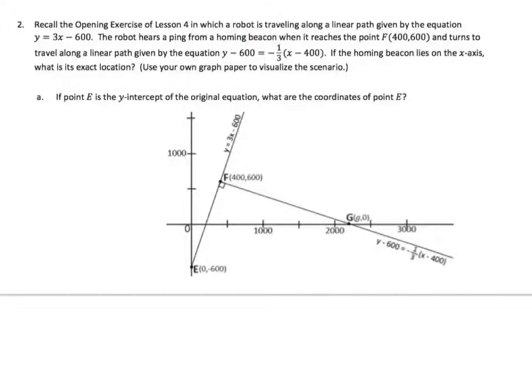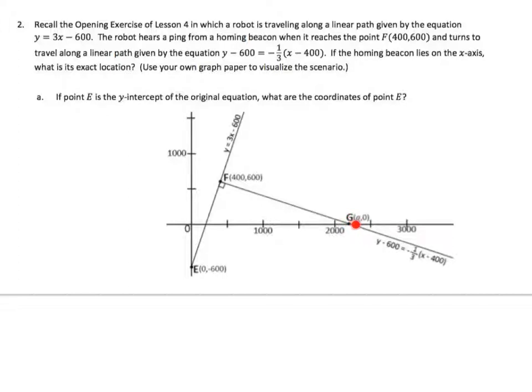All right, recall the opening exercise of lesson 4. Do you remember lesson 4? It was a while ago. Actually, it was just yesterday, wasn't it? That's where we talked about the robot and the beacon. It was 2 lessons ago. So traveling along a linear path right here, y equals 3x minus 600. The robot hears a ping from a homing beacon when it reaches the point 400, 600, and it turns and travels along a linear path given by that perpendicular equation, right? Right there. If the homing beacon lies on the x-axis, what is its exact location?